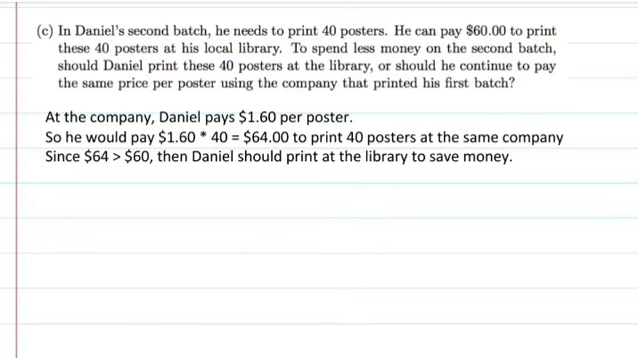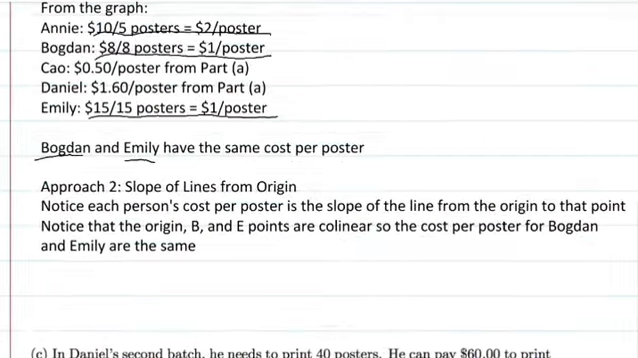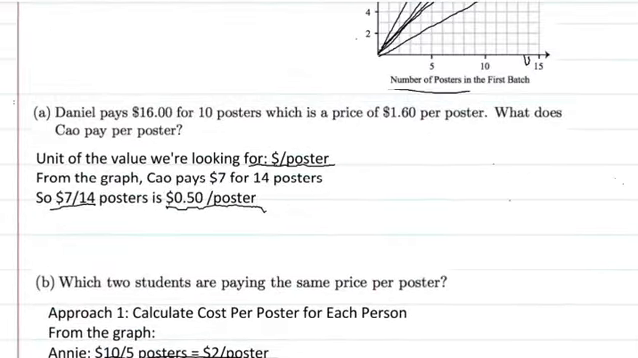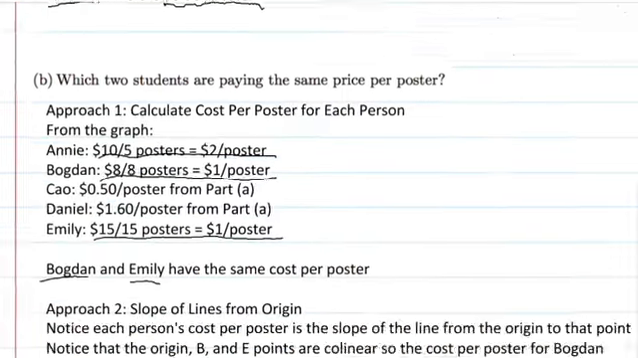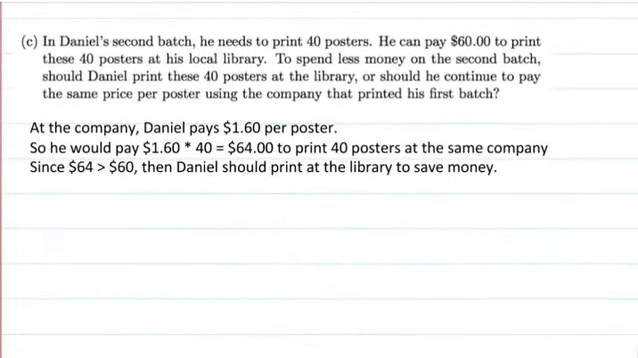So first off, let's take a look at how much Daniel would pay at the current company. So we know from part A that Daniel pays $1.60 per poster. So this means that for Daniel to print 40 posters, he will need to pay $1.60 times 40, which is $64 to print the 40 posters at the company.